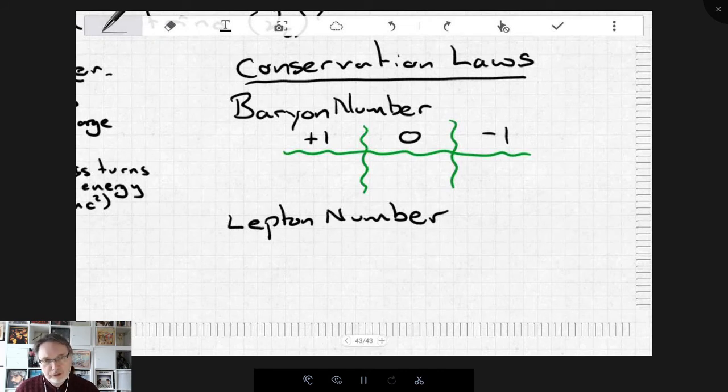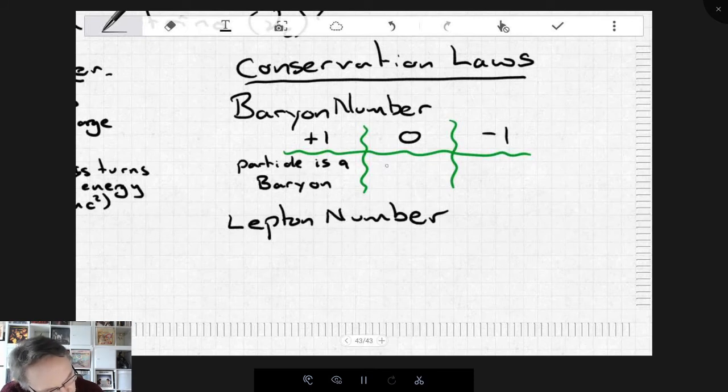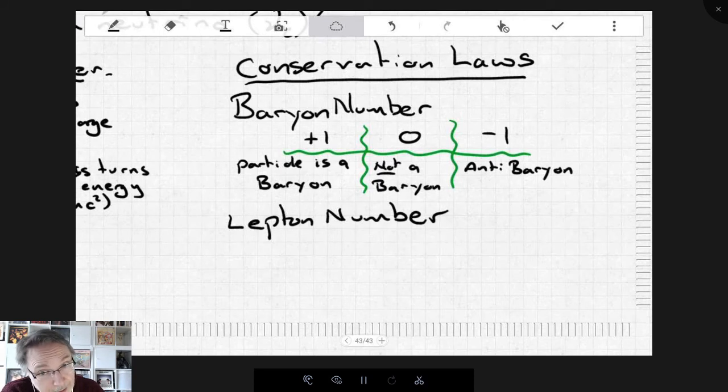If the baryon number is +1, it means the particle is a baryon. If the baryon number is 0, it means it's not a baryon. If it's -1, it means the particle is an anti-baryon. And it's exactly the same for lepton number.